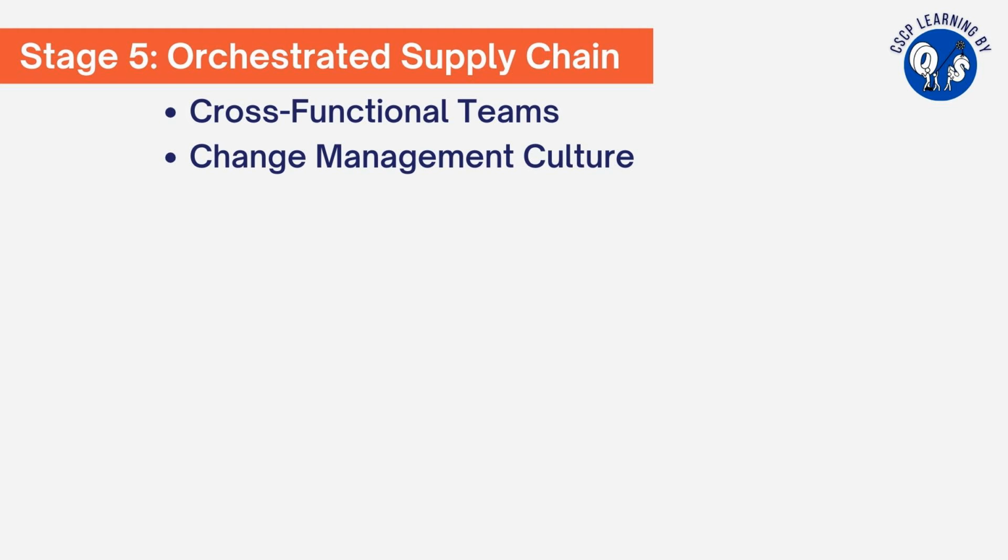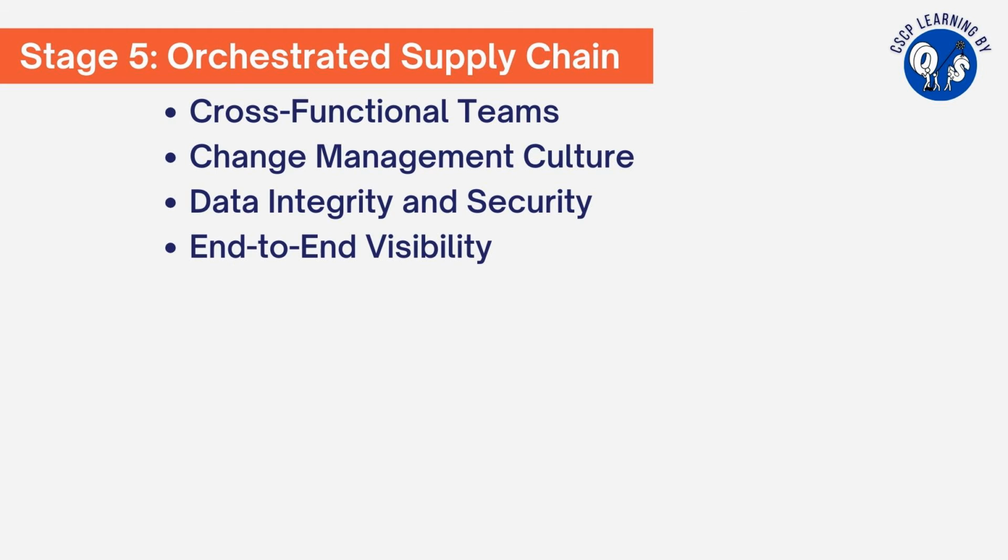Change management culture. Change management culture is not just a process, it's a part of the organization's culture. People in the organization are used to change and they receive the support they need to adapt to it. The organization as a whole embraces change because they understand the benefits it brings. Data integrity and security. Data is not only secure but also trustworthy. It is used for making decisions, meaning that it's not just sitting there but actively contributing to improving the supply chain.